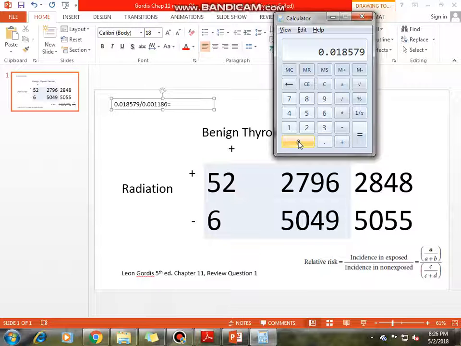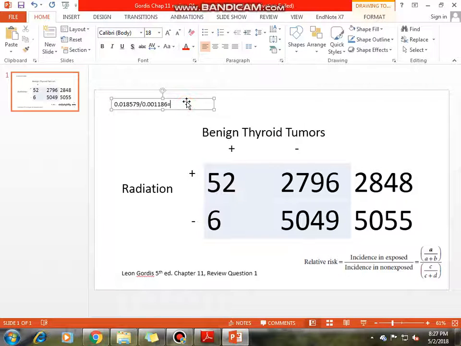0.018579 divided by 0.001186. So the answer is 15.66. So 15.66 is the relative risk for developing benign thyroid tumors among those who were exposed to radiation compared to those who did not receive any radiation.